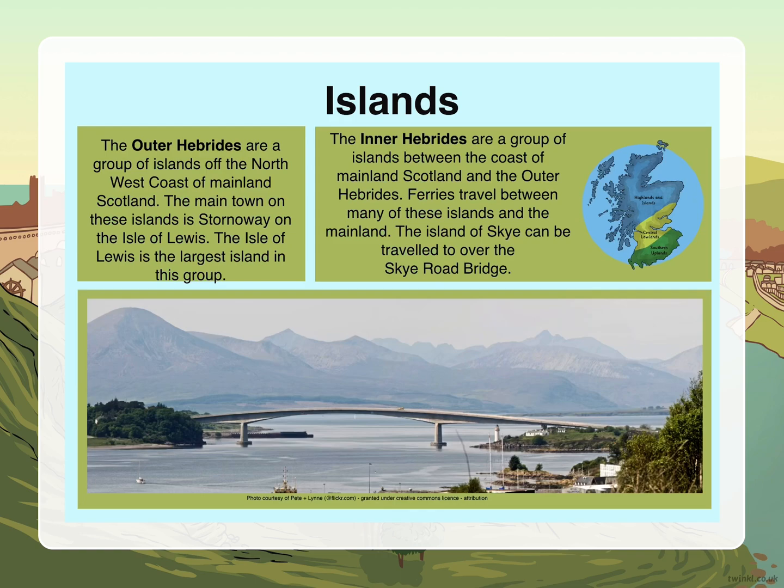The islands. The Outer Hebrides are a group of islands off the northwest coast of mainland Scotland. The Inner Hebrides are a group of islands between the coast of the mainland and the Outer Hebrides. Okay, so I'll let you, if you want to read that, you can pause that.